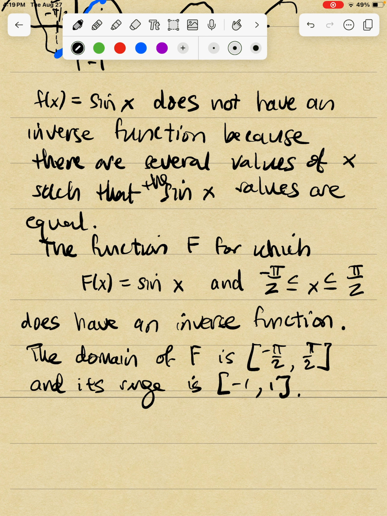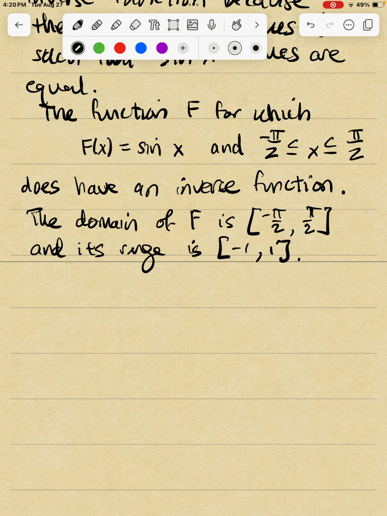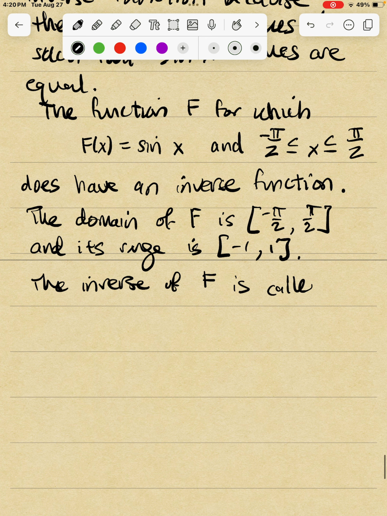And the inverse switches the values of x and y, right? So you input the y value, you get back the x value. And the inverse of f, which is just sine of x restricted to this closed interval from negative pi over 2 to pi over 2, is called the inverse sine function.